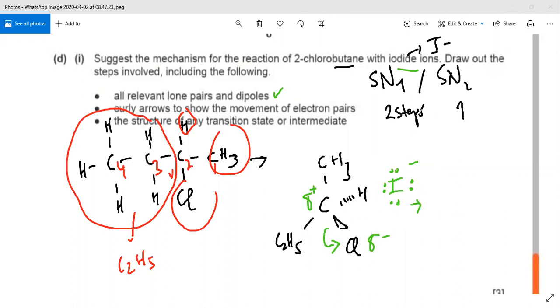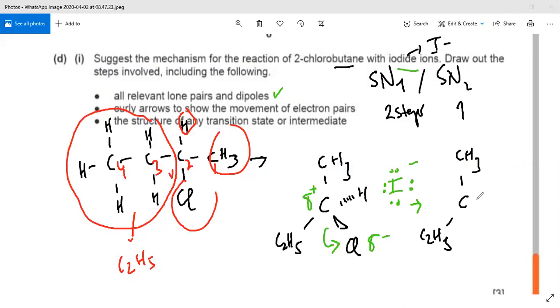For example, if I pick SN1, then I will have the intermediate state, which is CH3. Sorry, I'll just use the other color. Let's say I have to be consistent, so I use a black color. This one is CH3, and then this is C2H5, and then this one I will have an I.